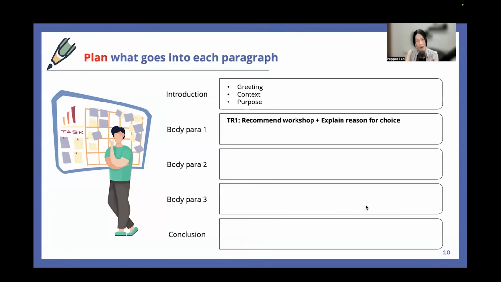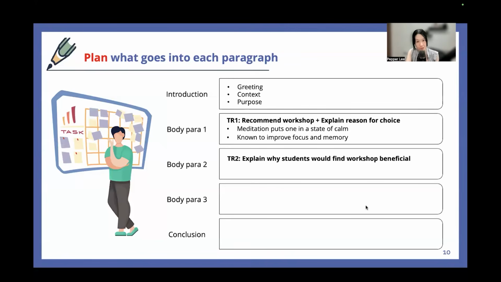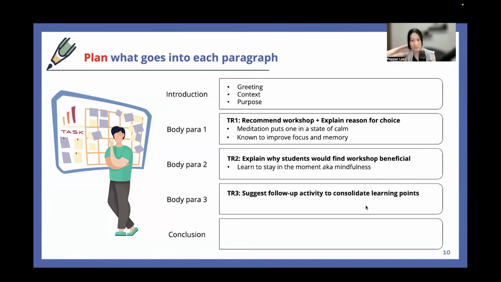In body paragraph 1, I'm going to address TR1 using these 2 points. Body paragraph 2, I will address TR2 using this next point. Notice that this point is distinct from the points I have in my body paragraph 1. Remember, no overlapping. Body paragraph 3, I have to suggest a follow-up activity to consolidate the learning points.